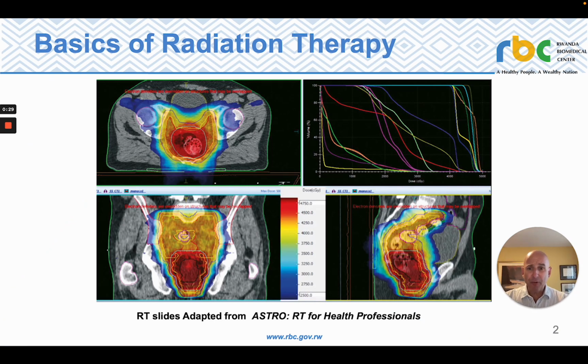Most of the slides that we're going to be looking at today were adapted from the American Society of Therapeutic Radiation Oncology talk, Radiotherapy for Health Professionals, and I added on some additional cases to try to highlight what we're talking about.